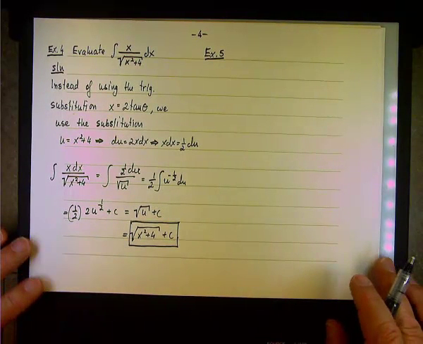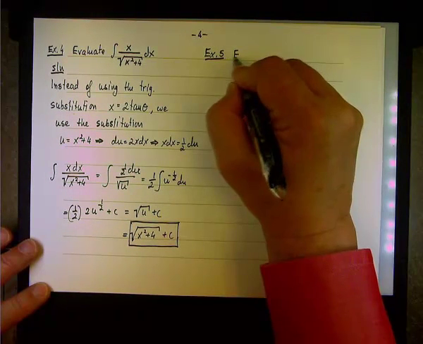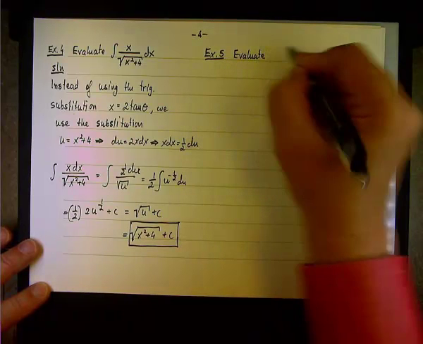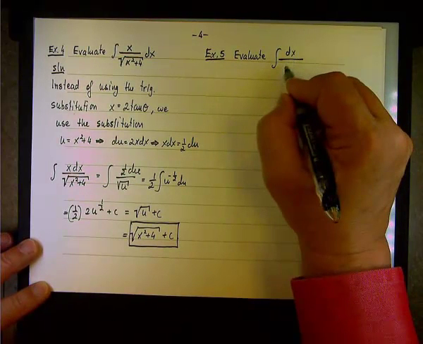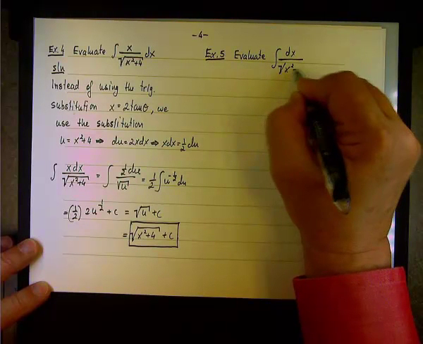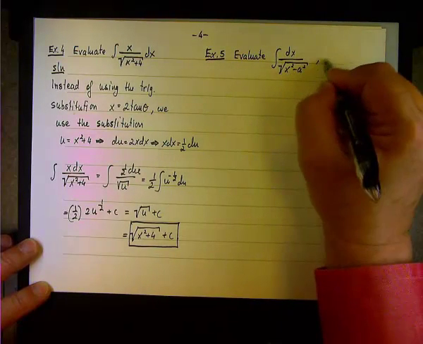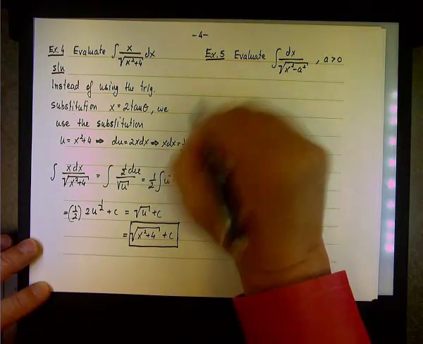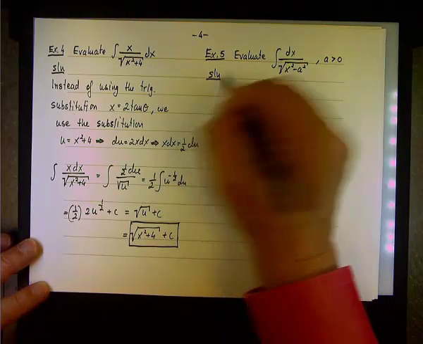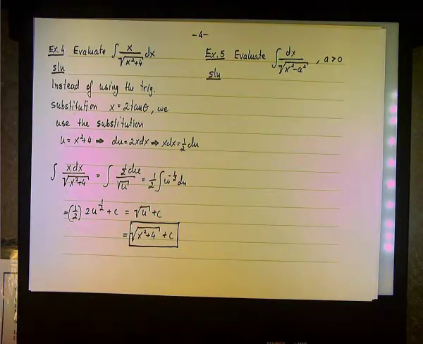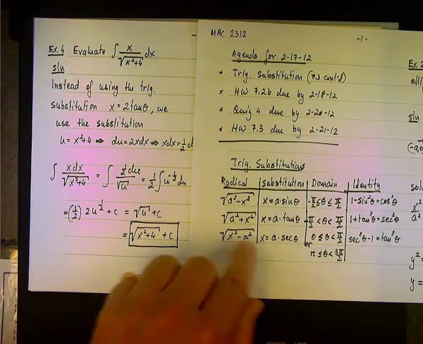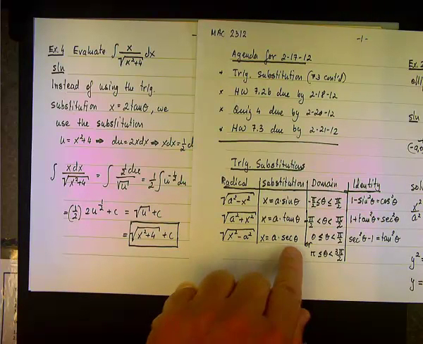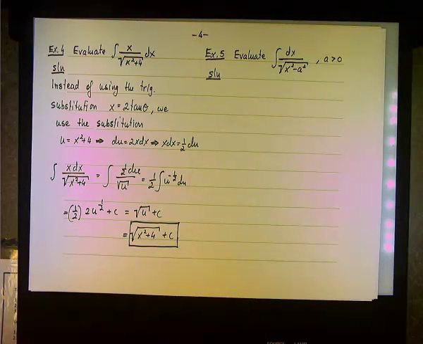We haven't used the secant yet, so let's use the secant in our next example. Let's evaluate the integral dx divided by the square root of x squared minus a squared. And we let a be a positive value. So looking back at our little table of substitution, you can see that x squared minus a squared calls for the secant, with the domain restriction and so forth.